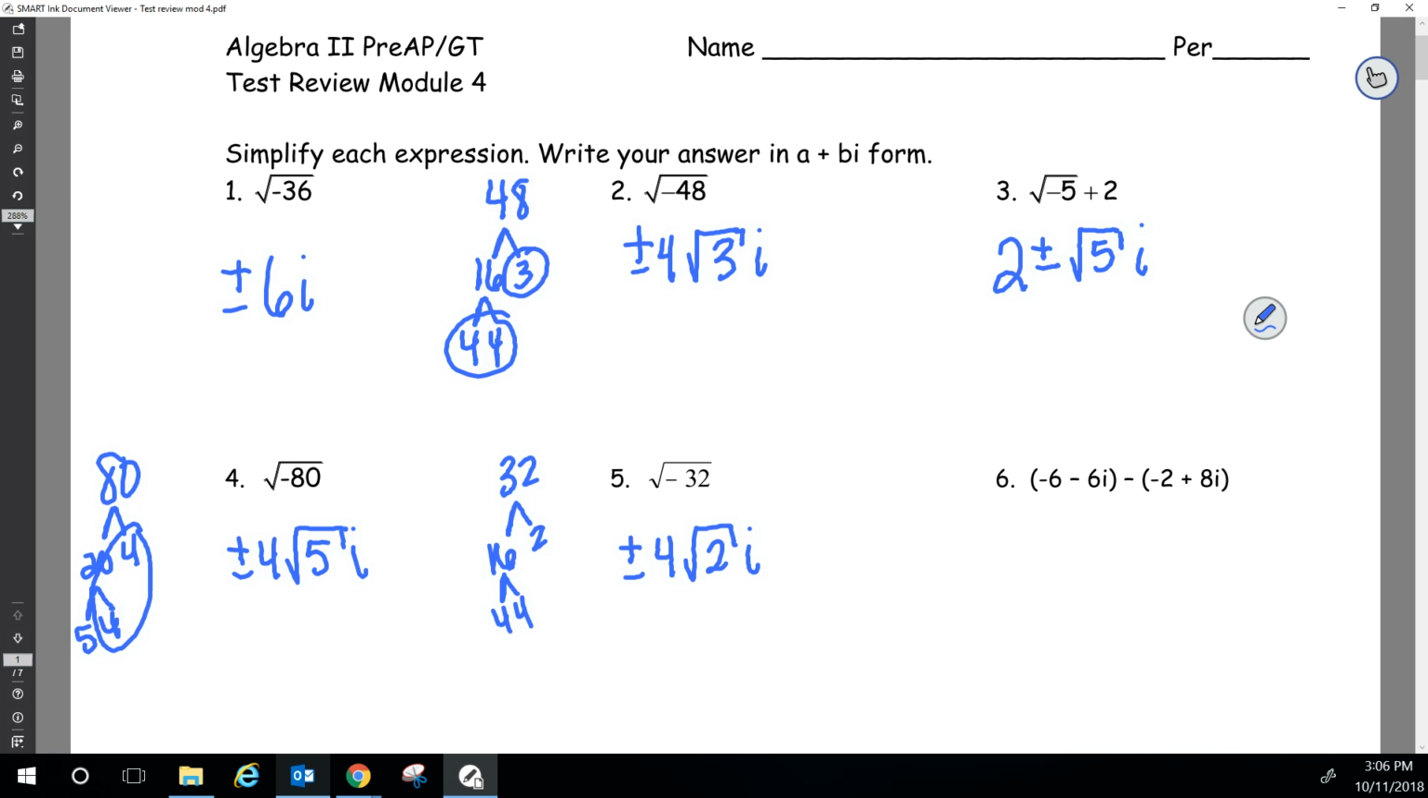And now we get into where we have to do some sort of operation to it. So here for number 6, we're adding these guys together. I've got negative 6 minus a minus 2. Minus a minus makes it positive. So negative 6 plus 2 would be negative 4. And then for my imaginary numbers, negative 6i minus 8i. Negative 6 minus 8 would be minus 14i.